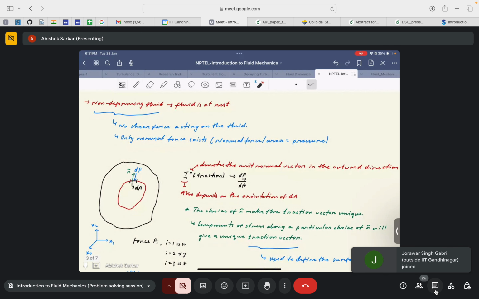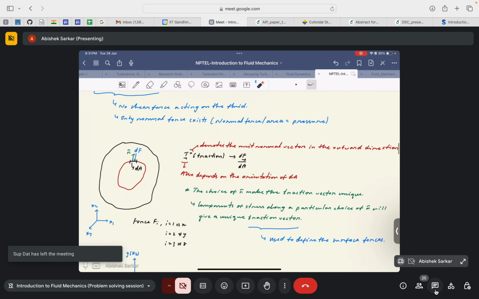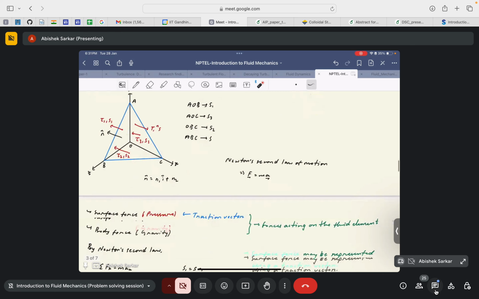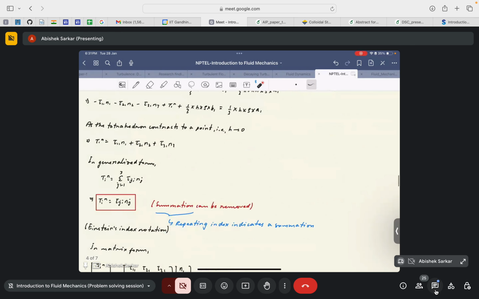So then Professor Chakraborty might have discussed the concept of the traction vector. So can anybody give me... I have doubts about tensor and stress. Shall I wait to ask about it? Okay. So what I can do is, of course I will not dive deep into each and every point of the discussion, so I will briefly go through the traction vector and its concepts. And maybe I can go up to Cauchy's theorem, if it's not too long, and then you can ask your doubt.